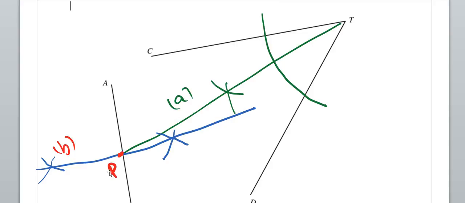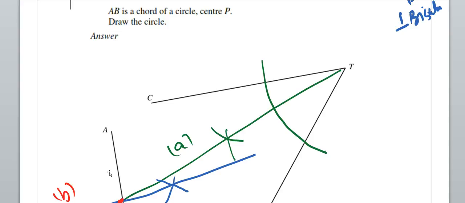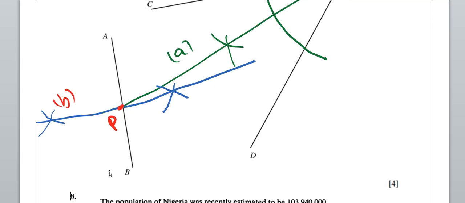Now the next part is, AB is a chord of a circle with center P. Draw the circle. It means P is the center and AB must be a chord. In this case, unfortunately, I have P at this point here, but when you draw it accurately, you will find this point P is not here, it will be somewhere there. That will in fact be your point P, because I have not done the accurate construction.